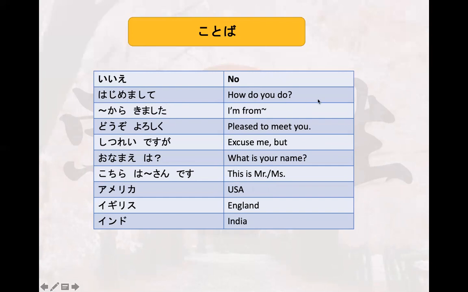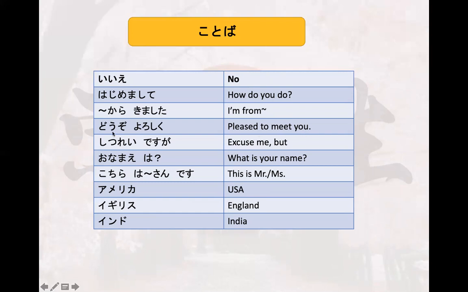Ginagamit natin if we are doing our self-introduction. Next, I'm from Nani-nani karakimashita. So when you put your place here, I'm from, for example, Quezon City. Sa Japanese, Quezon City kara kimashita. So you put the place first and then kara kimashita.